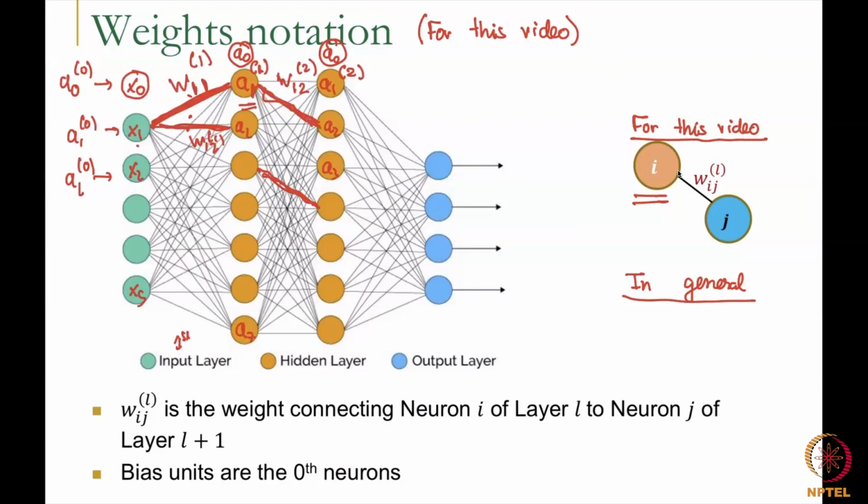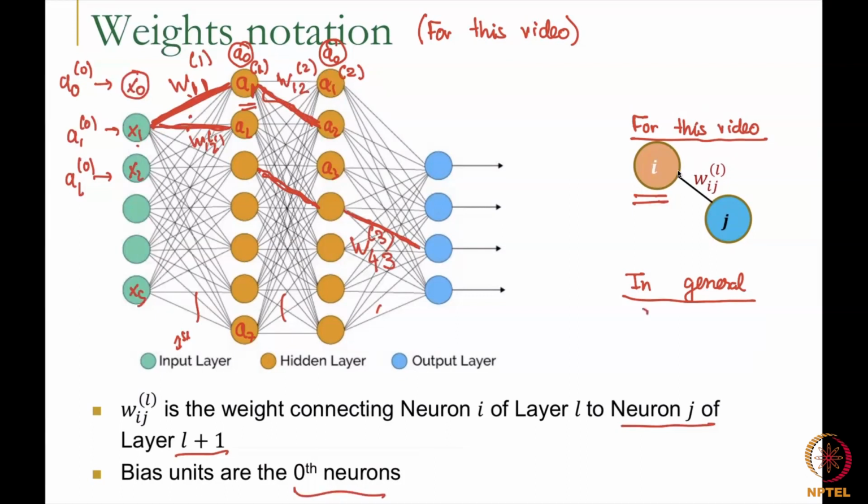So just as an experiment, if we have this, we simply count. This is 1, 2, 3, 4. So this is W4, and this is the third neuron in the output layer, W43. And this is the first layer, second layer, third layer. So this is W433. So Wijl is the weight connecting the neuron i of layer l to neuron j of layer l+1. Bias units are the 0th neurons.